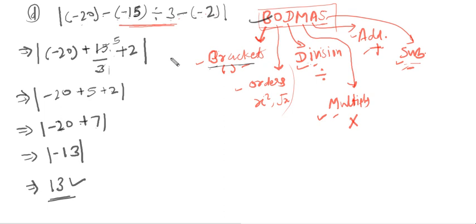I think you have understood this and this as well. Now come to the next question. Question number E, that is -12 into -10 divided by 6.